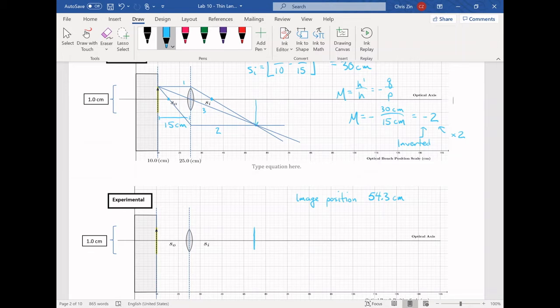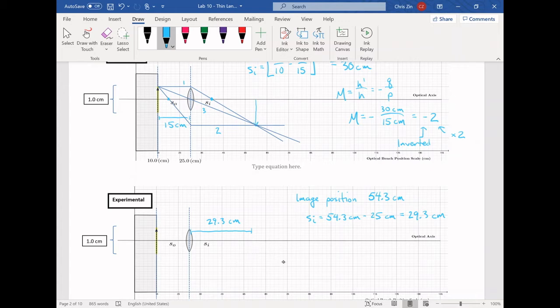Notice that the image position is different from the image distance. The image distance is the distance from the lens to where the image is located. So to calculate SI, I have to take that 54.3 and subtract off the position of the lens. If I do that, I get 29.3 centimeters. So the image distance SI is 29.3 centimeters.